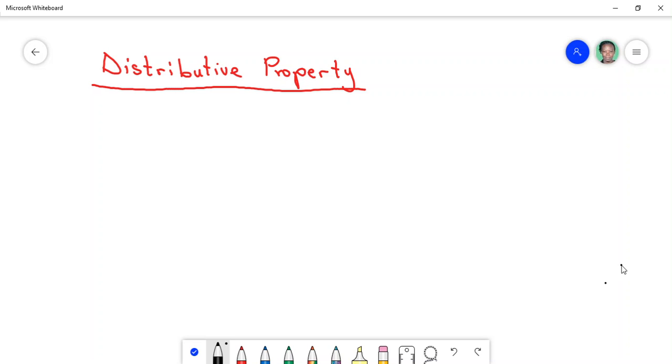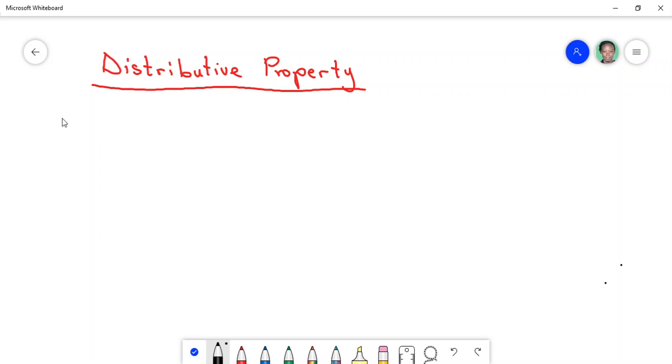Our lesson today is a continuation of what we've been doing in our last lectures, the properties of operations. We made mention of the commutative property, the associative property, and today in our lesson, we are looking at the distributive property. How does the distributive property work? Let's look at it with this example.